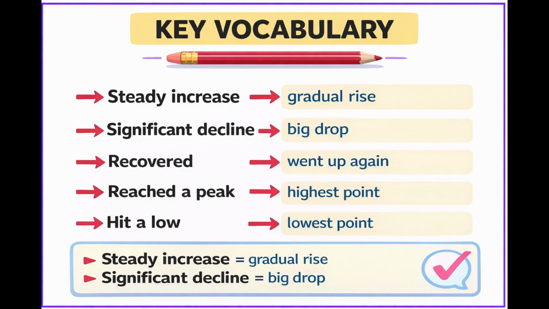Key vocabulary. Steady increase equals gradual rise. Significant decline equals big drop. Recovered equals went up again. Reached a peak equals highest point. Hit a low equals lowest point.